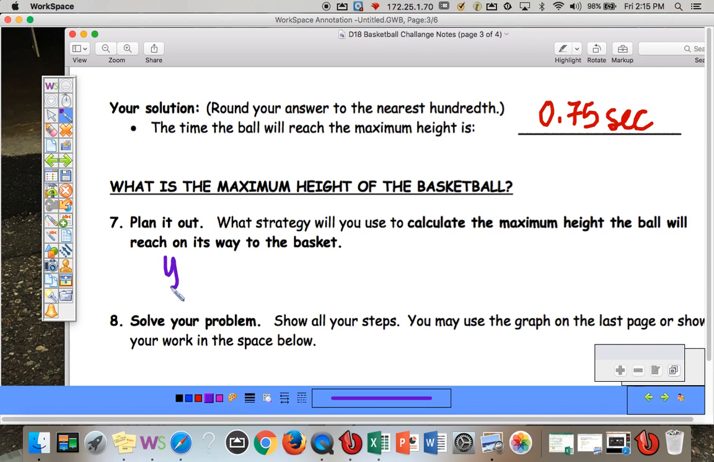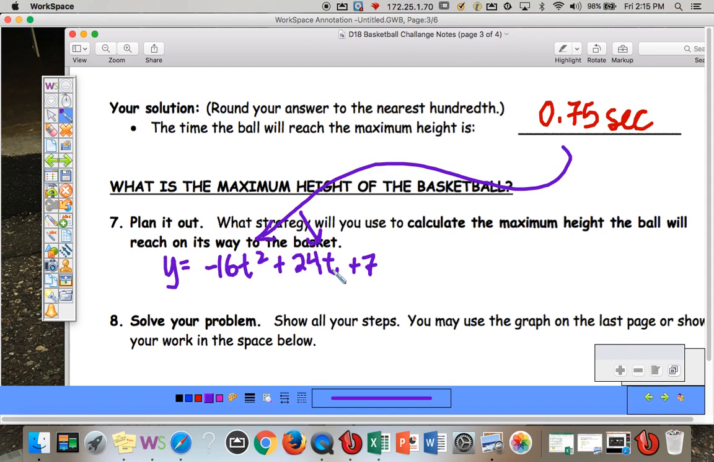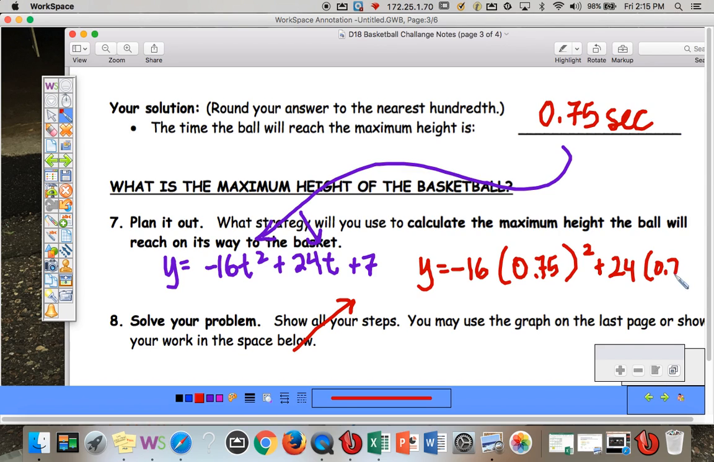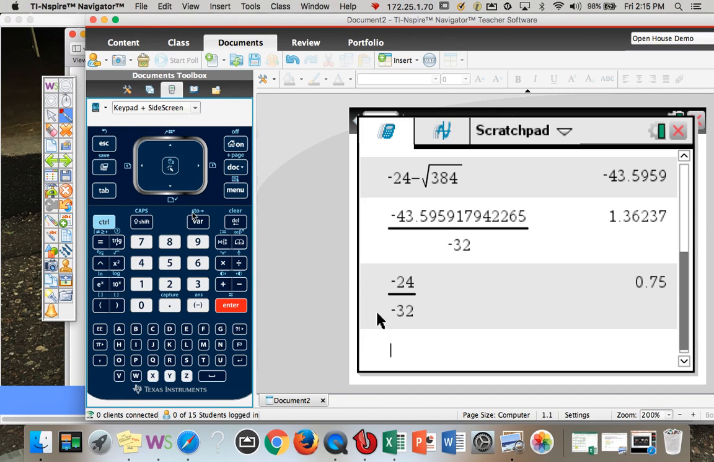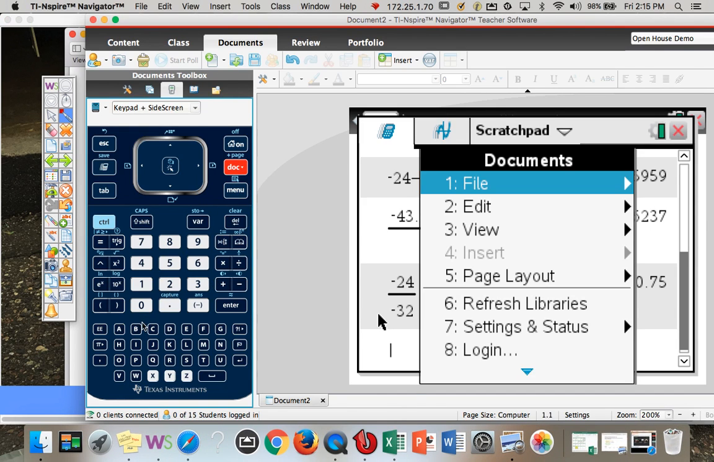So we have this equation, negative 16t squared plus 24t plus 7. And we have the time that it reaches its max height. So we're going to plug that in here and in here. So our strategy, I'll put my work up here, is y equals negative 16 times 0.75 squared plus 24 times 0.75 plus 7. So we're going to type that in our calculator here. We'll use parentheses when we type it in.